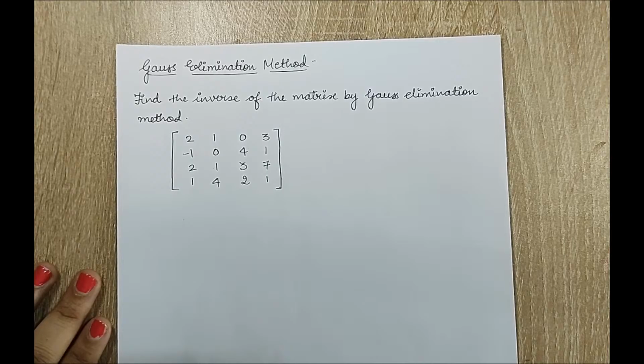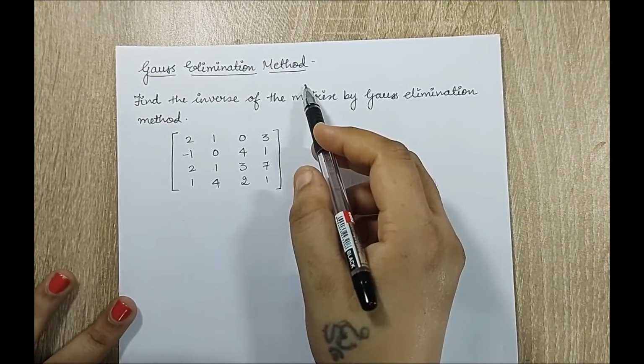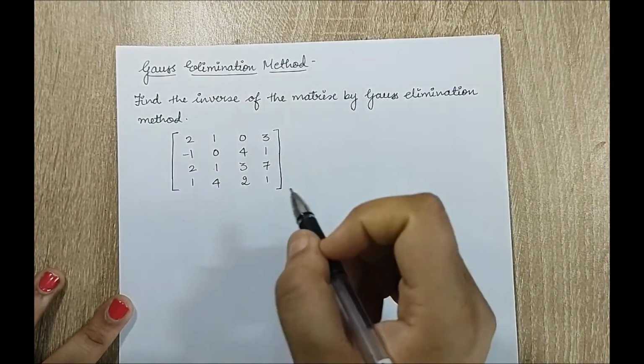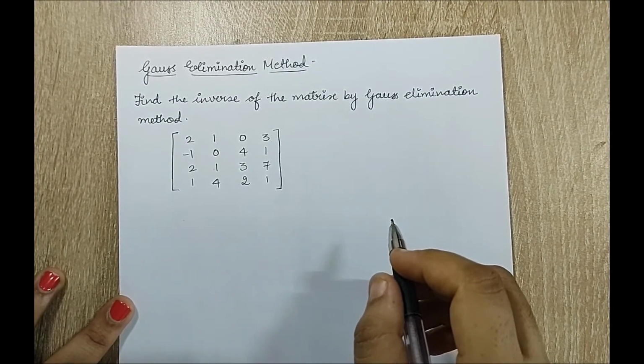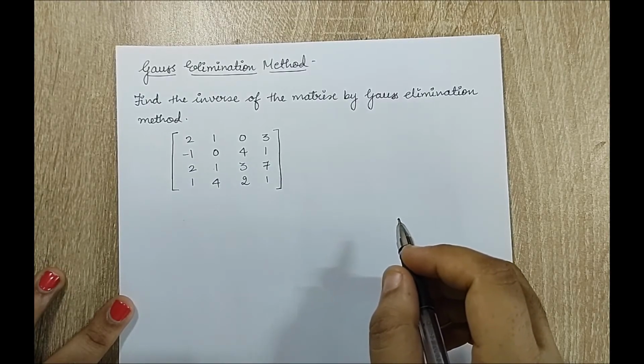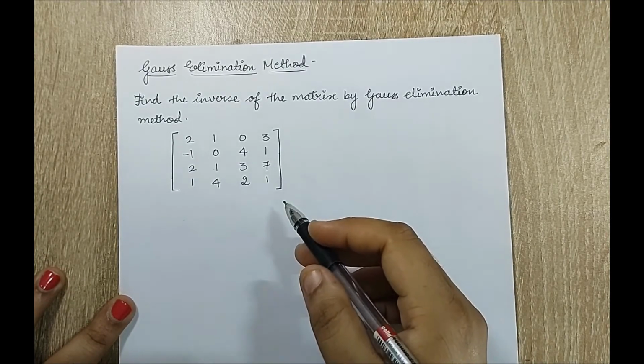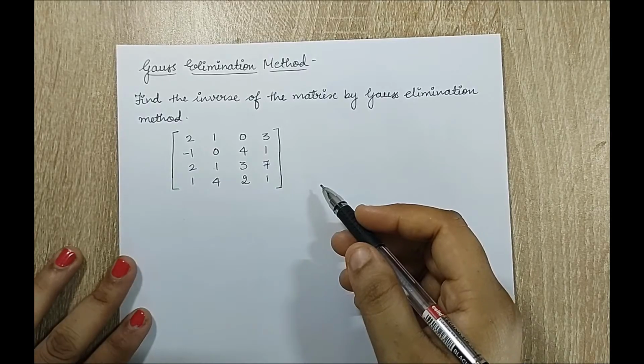In this session, we will be talking about the Gauss elimination method. This method involves converting the given matrix into a unit matrix by making suitable row or column operations. Now I am going to use row operations. You can also use column operations.